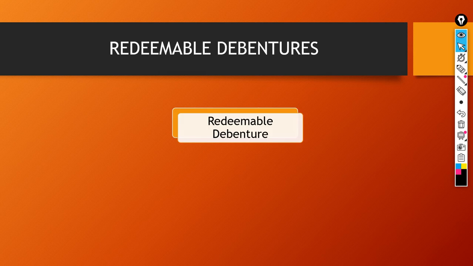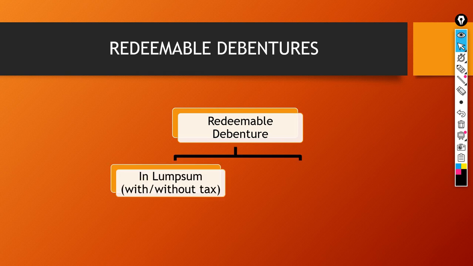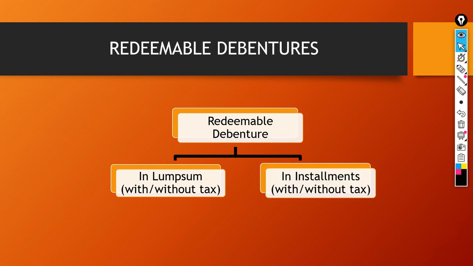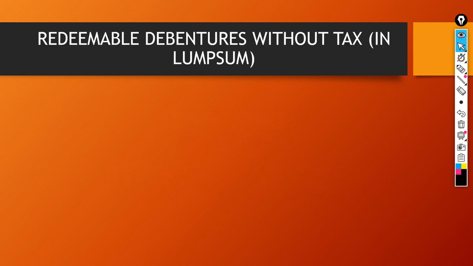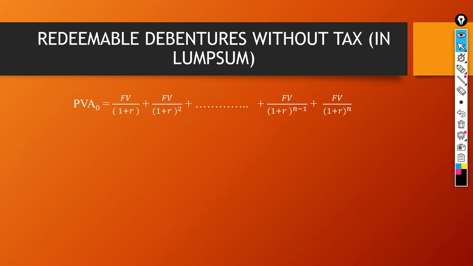Now, whenever we are going to calculate the cost of debt, redeemable debentures are divided into two parts. One is whenever we are paying the maturity value in lump sum. That can be with tax, that can be without tax. And the second is whenever we are paying the maturity value in installments, and again that can be with tax and without tax also. Now first of all, let's see whenever we are paying the debentures in lump sum.